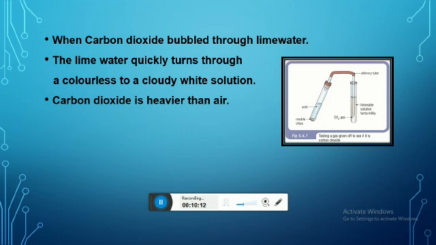And keep in mind, carbon dioxide is heavier. So at the end, the lime water turns into a milky solution.